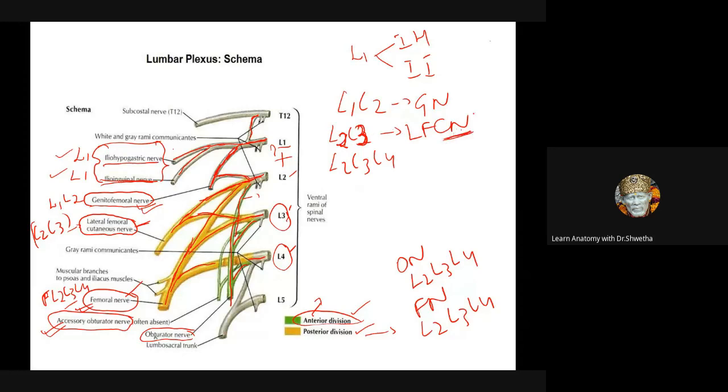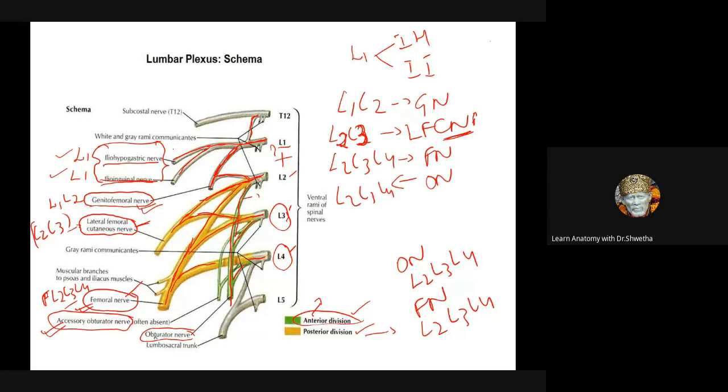So, lateral femoral cutaneous nerve is the posterior division of L2 and L3. L4 posterior division is the femoral nerve, beautifully said. Then the obturator nerve's divisions: anterior divisions of L2, L3, L4.